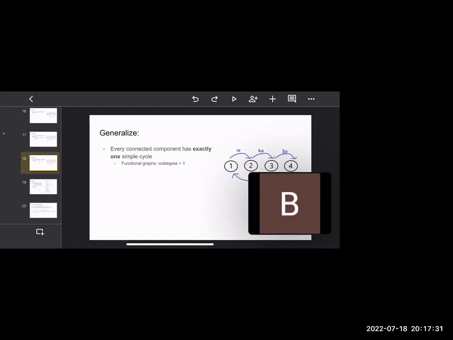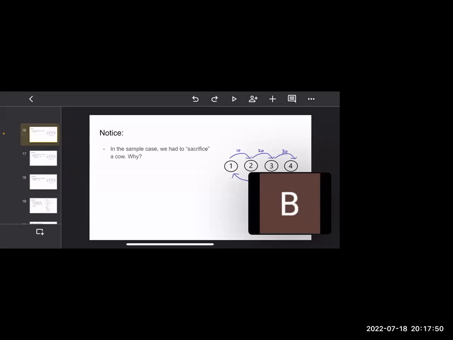And just for reference, these types of graphs where the out degrees of all of the nodes are one are functional graphs. So they're pretty cool. I'm sure there's a page on them where you can learn more about their properties.